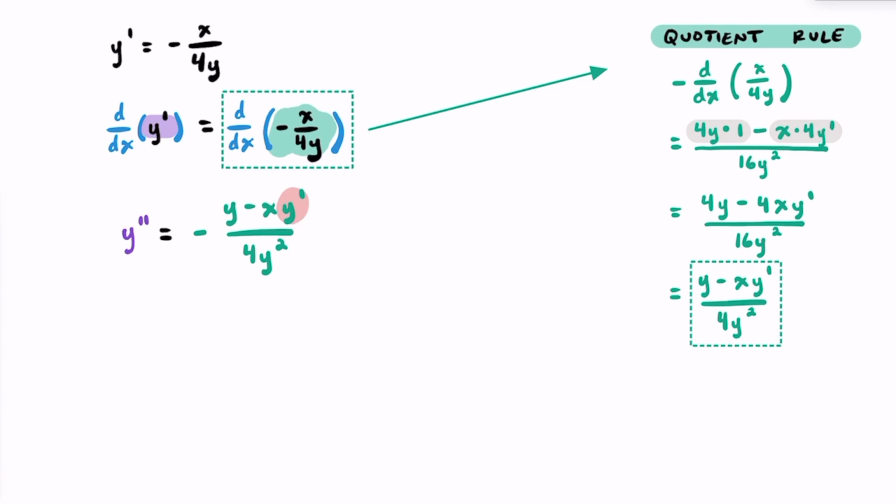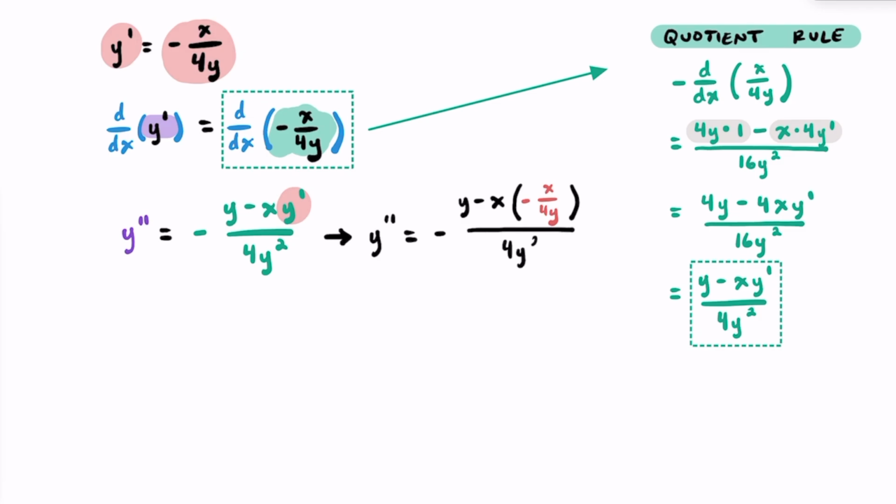All right, so now notice this y prime real quick. From earlier, we knew that y prime was equal to negative x over 4y. So if we make a substitution here, we can say that y double prime is going to be equal to this negative, and then I'll take this y on top here, y minus x multiplied by y prime, but we know y prime is going to be equal to negative x over 4y. And we'll take that whole thing and put it over 4y to the second power.